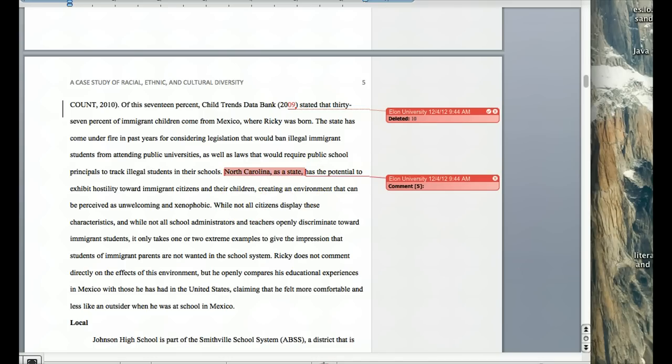It's a little bit of personification. A state cannot exhibit hostility. The state's laws might exhibit hostility, or the state's people, or the state's culture. You could say something like that. But the state is not an entity that can exhibit hostility.